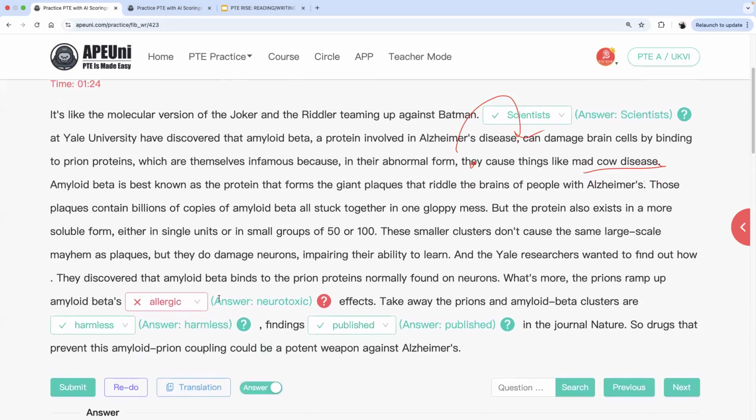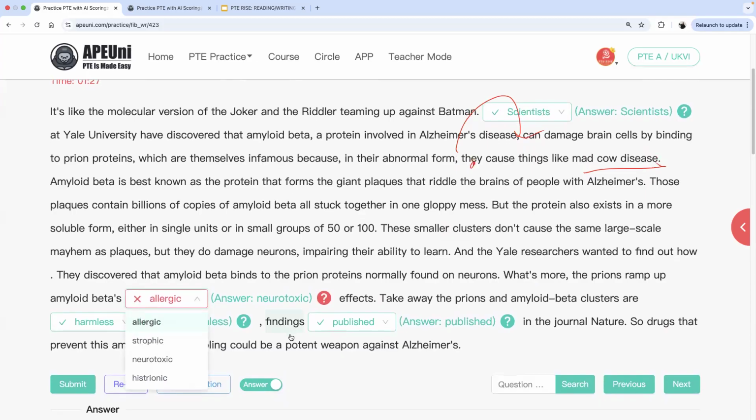Neurotoxic effects. You find neuro somewhere, it's there. Yes, ma'am, Alzheimer's is a brain disorder, so that's why. So it's always good to quickly look before or after the blank to be careful.